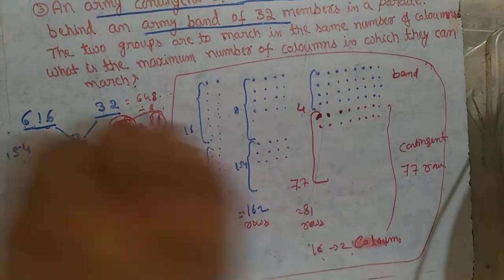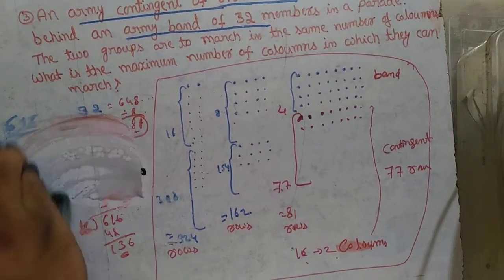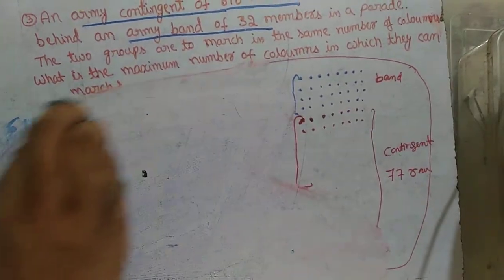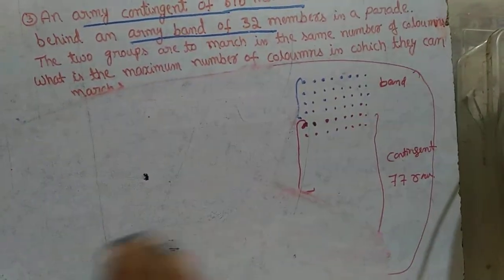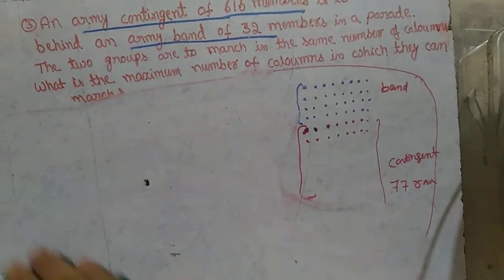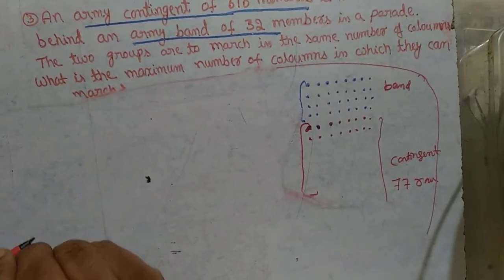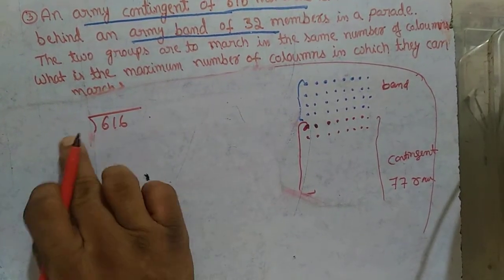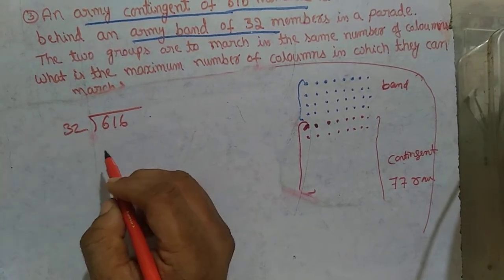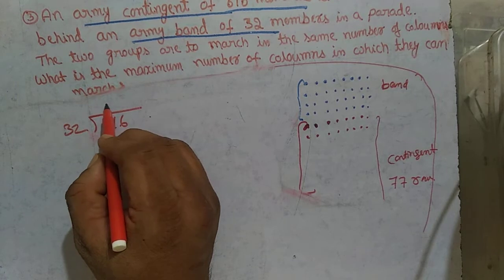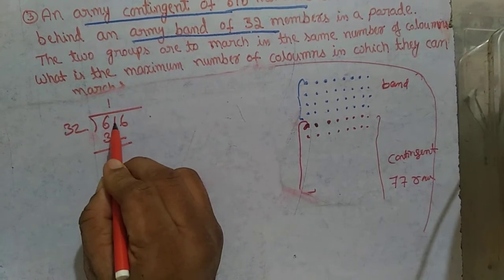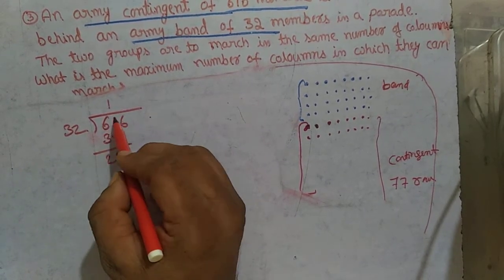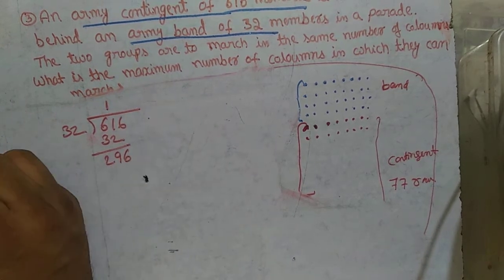Can I rub this completely? I will rub up to here. We have to find the HCF by Euclid's division lemma. 616 by, what is the number? 32. 32, how many times? Only one time is 32. 11 minus 2, 9. 5 minus 3, 2. And 6 here.